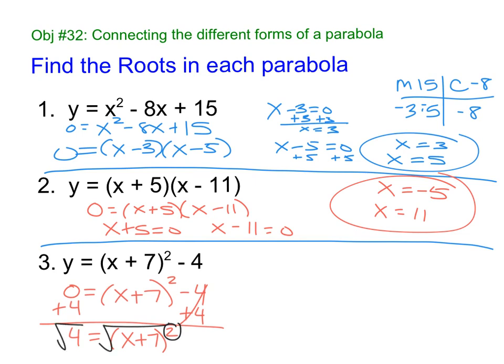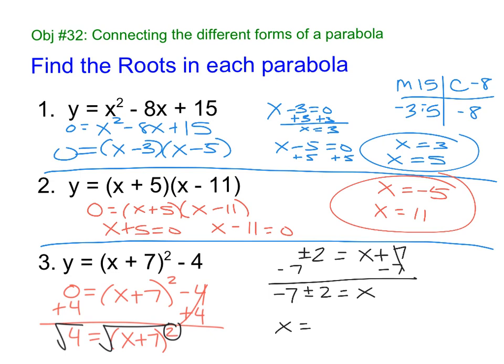Remember though, when we do that square root, the square root of 4 is 2, but we have to put plus or minus 2 equals x plus 7. Then I'm going to minus 7 on both sides, but you're not allowed to combine those together. So we have negative 7 plus or minus 2. So that becomes x equals negative 7 plus 2 is negative 5. Negative 7 minus 2 is negative 9. And those are our answers.